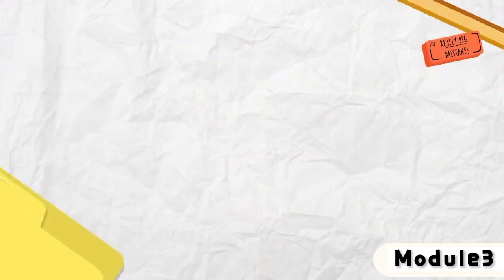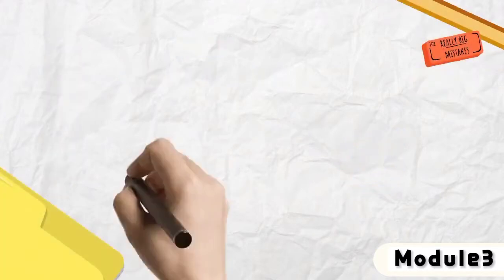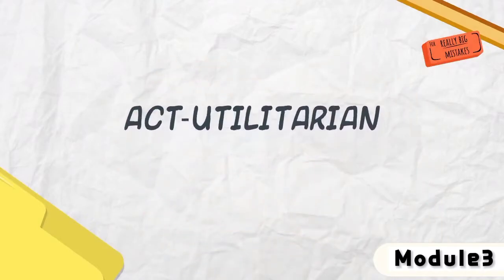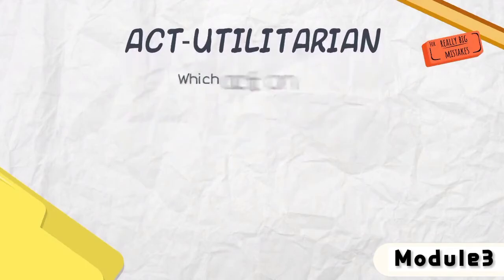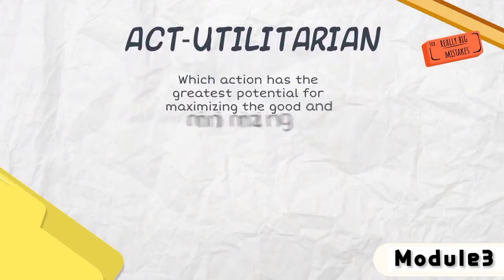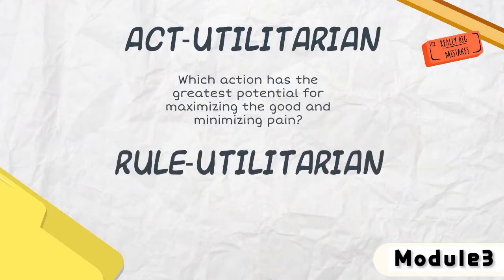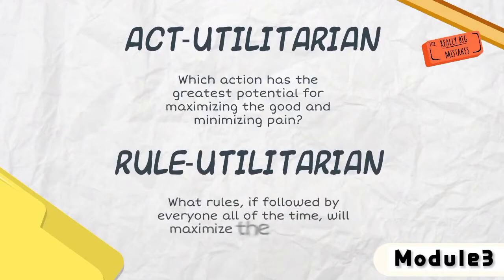For the application of utility principle, we have the act and rule utilitarian. In act utilitarian, they respond to the basic question of which action has the greatest potential for maximizing the good and minimizing pain, while in rule utilitarian, they respond to the basic question of what rules, if followed by everyone all the time, will maximize the good in the world?